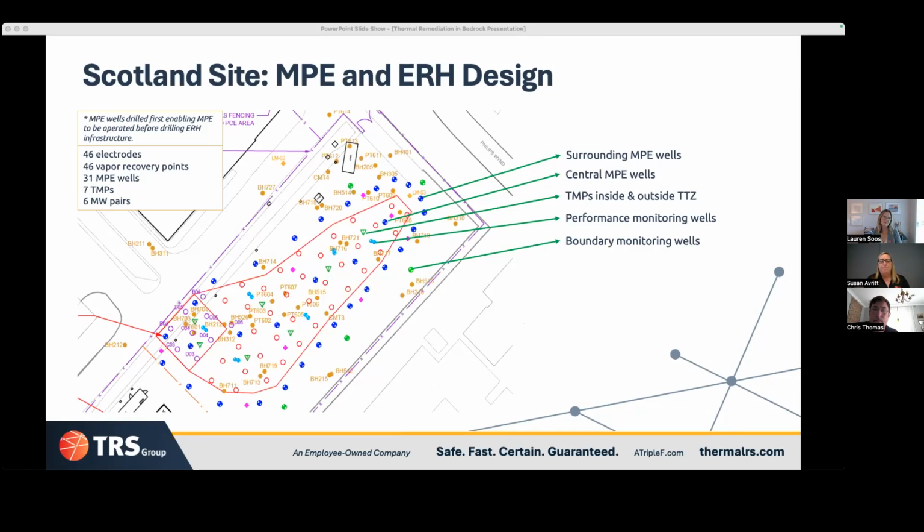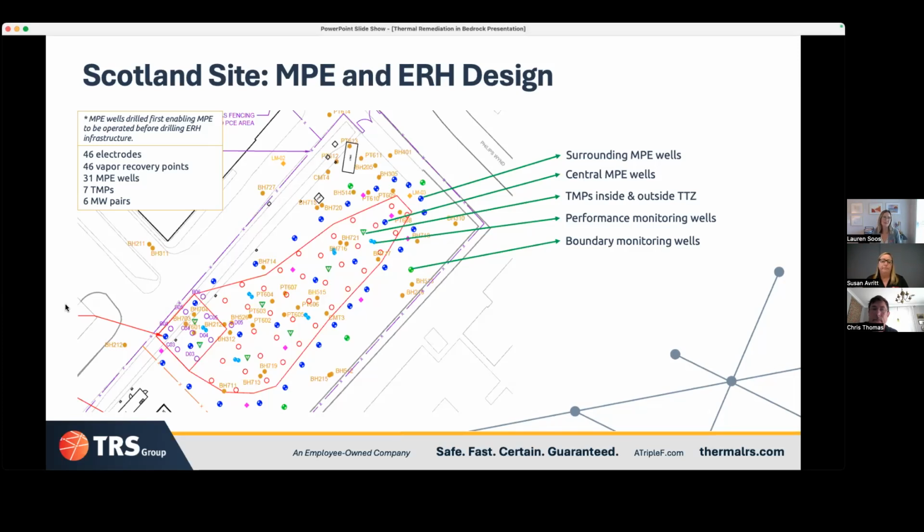We did end up, as Chris was mentioning, during operations, where we want to extract the steam, but we don't want to extract groundwater and everything all at once so that we're having to apply more energy. So it was a stepwise approach. As we began heating and extracting steam, we began turning off some of the multi-phase extraction wells because each of those electrodes themselves had a vapor recovery point. So it wasn't necessary to continue operating all of the multi-phase extraction wells during operation.